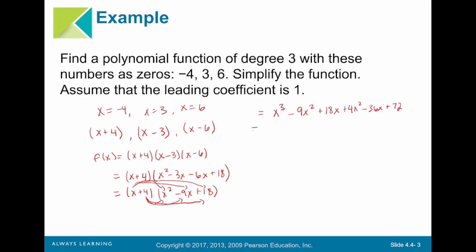All right, so now we just need to combine our like terms. We have our x cubed term. Then we have a minus 9x squared and a plus 4x squared. That's a minus 5x squared. Now I have a plus 18x and a minus 36x. That's minus 18x. And now I have a plus 72. And so that is the final simplified answer. It does have leading coefficient 1. I could plug in all three of those zeros and double check, but they will give me 0. And that is the function I was looking for.